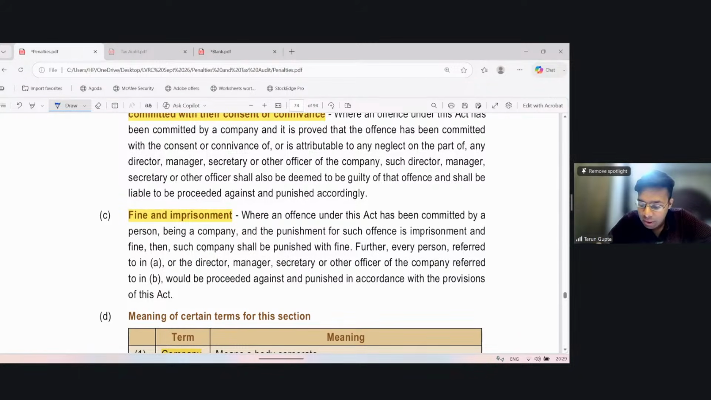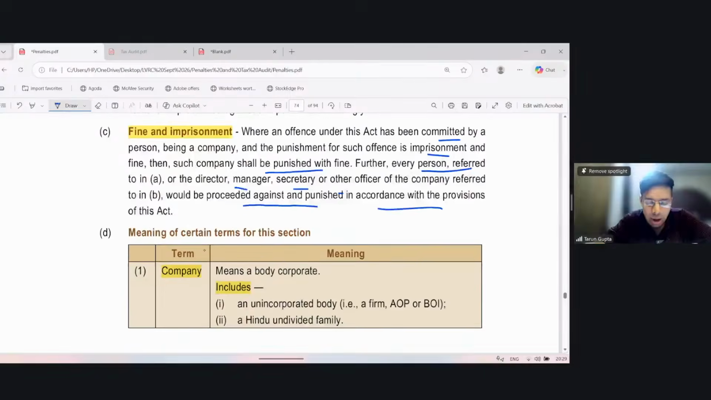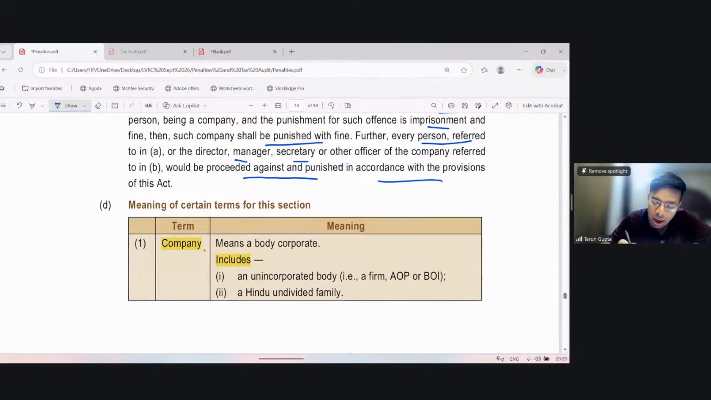When an offense under this Act has been committed by a person being a company, an artificial entity, and the punishment for such offense is imprisonment and fine, then the company shall be punished with fine. Further, every person referred to above, being director, manager, secretary, or other officer of the company, will be proceeded against and punished in accordance with the provisions of this Act. So you cannot imprison the company, and for this you will do the same on the director, manager, or officer of the company. Here the term company includes a firm, AOP, BOI, or HUF.